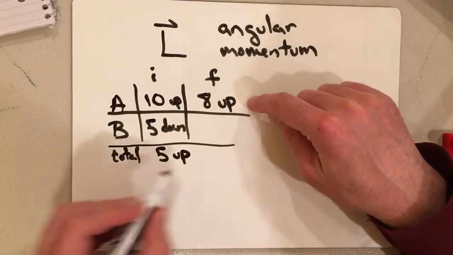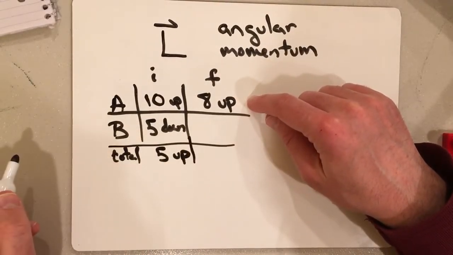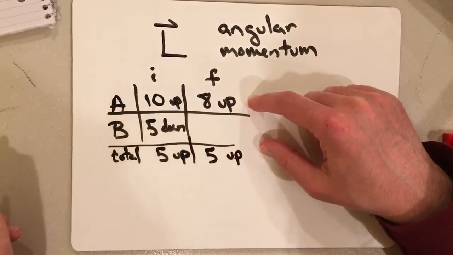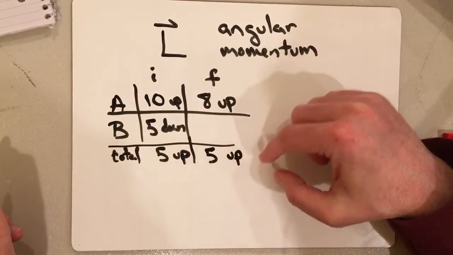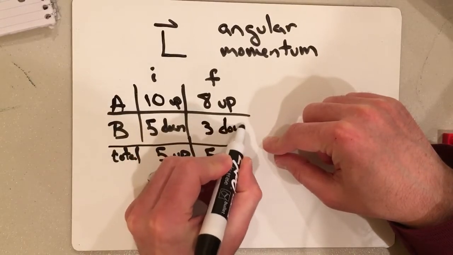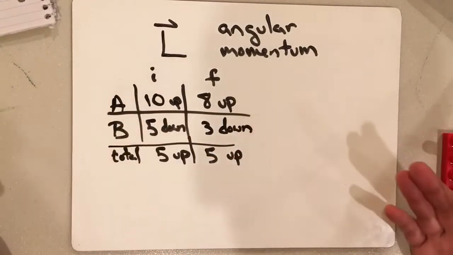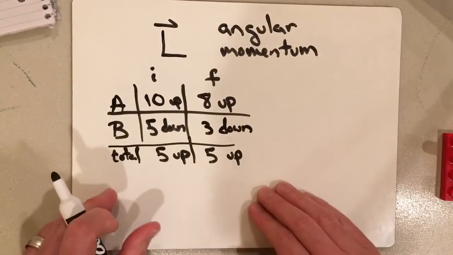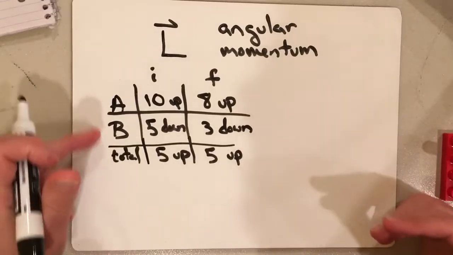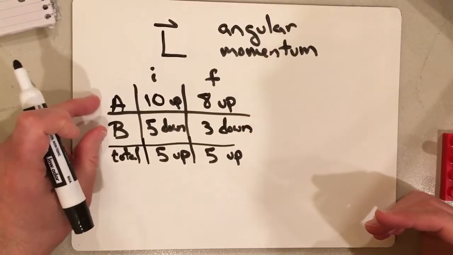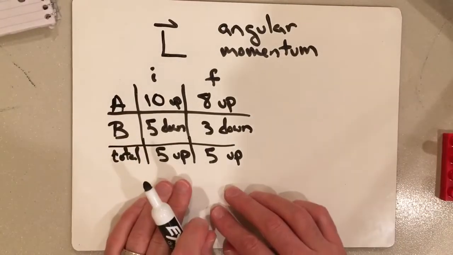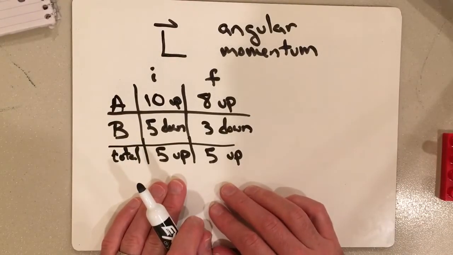Which means here, if there's 8 up, and the total amount can't change, I still have to have 5 up for the whole system. So, of course, that means I have to have 3 down, because 8 minus 3 is 5. The total angular momentum has to remain constant. And that's what I've done. I have a closed system where I only have two objects, A and B. So the total angular momentum has to remain constant. In this case, it has to always be 5 up.